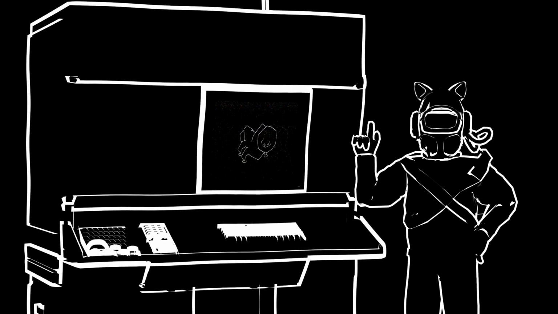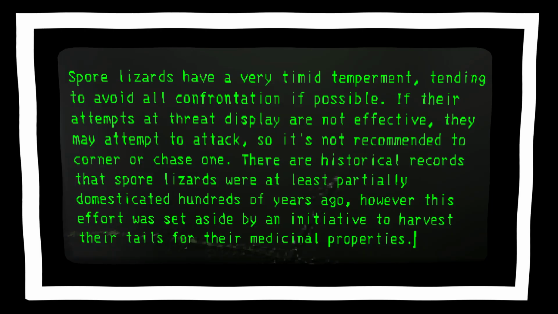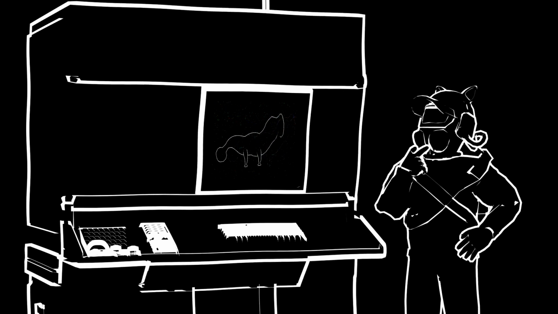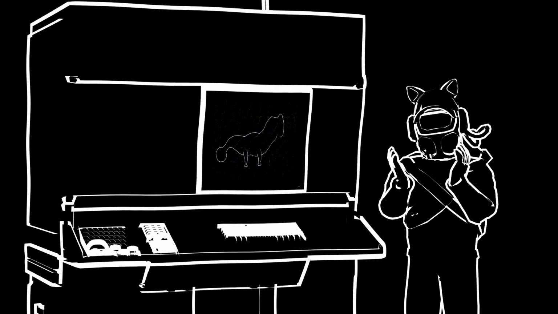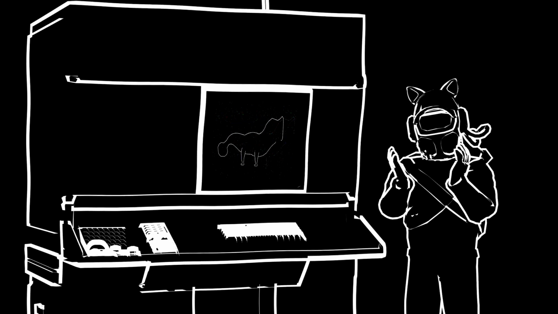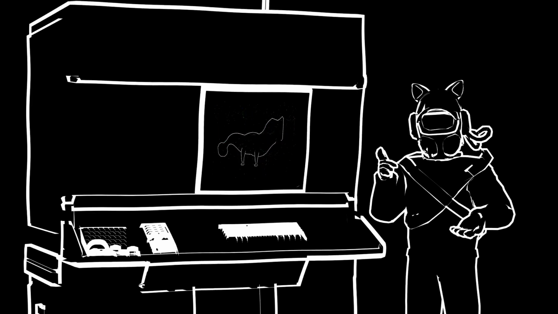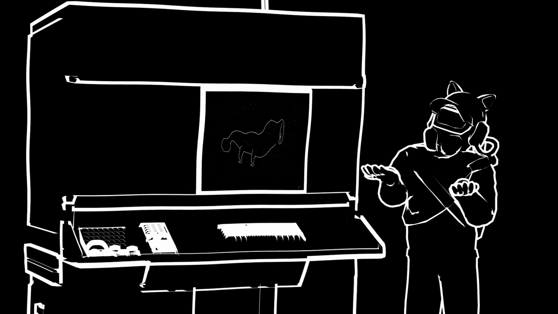The spore lizard is said in the bestiary to have been partially domesticated before something happened to whoever was trying to domesticate them, which I find really interesting because it does sort of look like a pet alligator in that it has a shorter jaw and a different coloration, but who knows if that came from domestication.